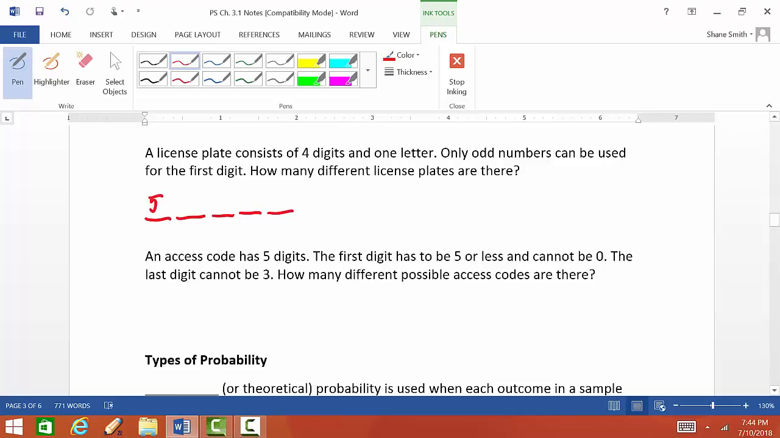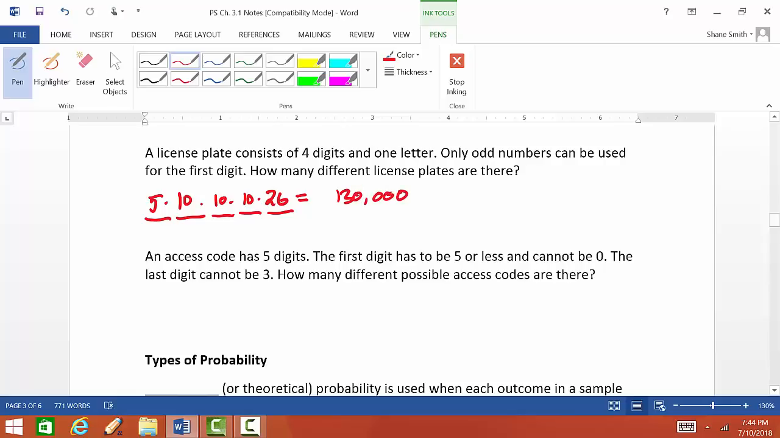And then there's 10 other digits total, 0 through 9. Everybody forgets about 0, by the way. So don't forget that there's actually 10 digits, 0 through 9. And those can be anything. And then the last one is 26, because that's the number of letters. And if I want to find out how many different license plates there are, we can multiply them. And the answer here is 130,000.